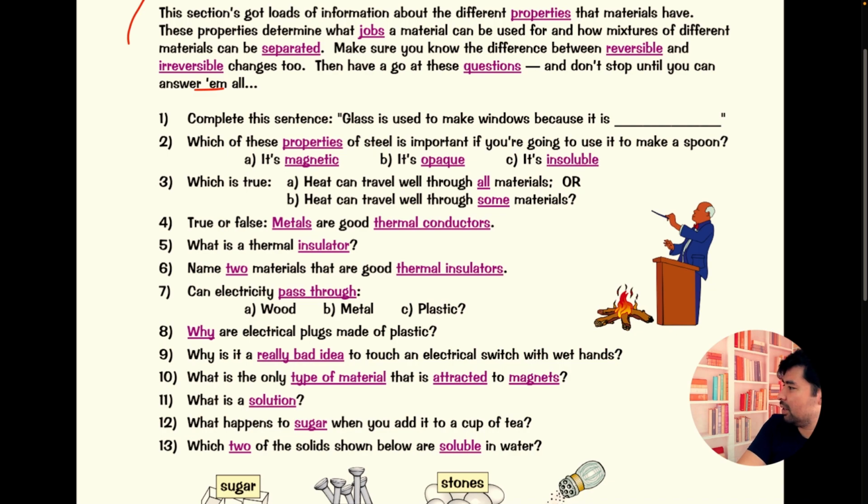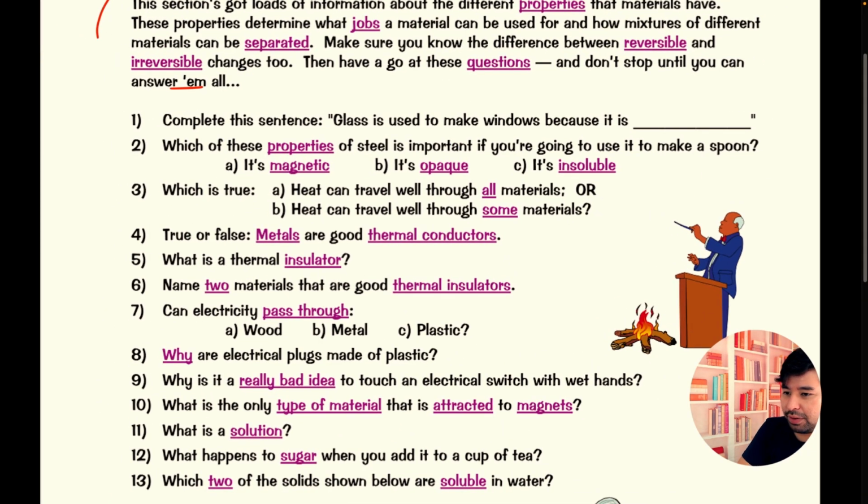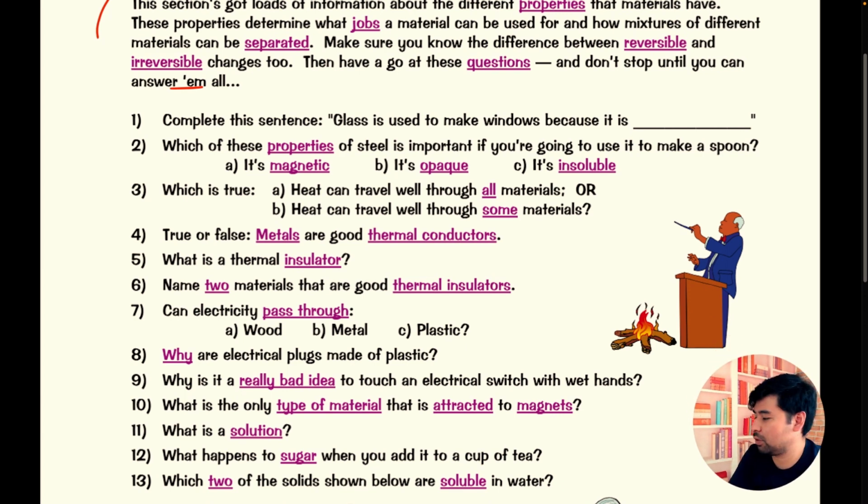I'm going to make it a little bit bigger. Sorry guys, just a little. Okay, I guess no problem. So let's go on. Question number 1. Complete this sentence. Glass is used to make windows because it is what? If you don't know, go back to the page before.